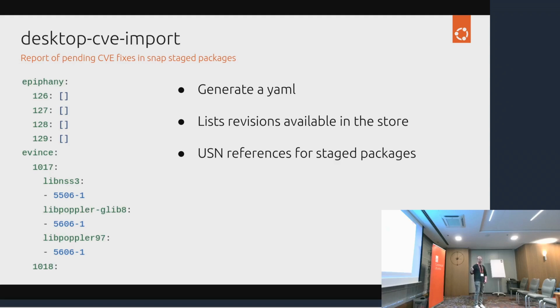It's running just using the standard tools from the store, and you get, like for Epiphany, all the revisions in the store. None have security issues pending, but you can see that revision 1017 has the USN reference to the pending fixes. And so just a rebuild of the snap would get us to a good state again.